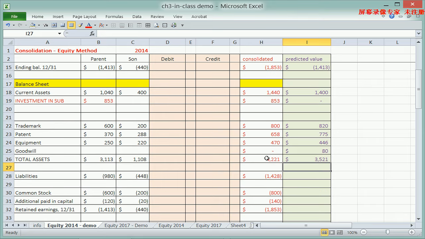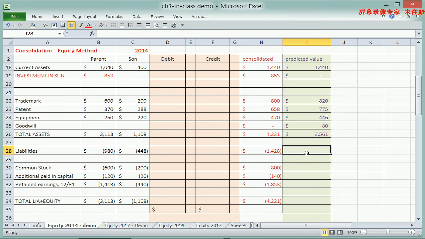So I want to apologize here. I remembered the wrong information. There's no inter-entity loans in 2014. It was in 2017. So let me delete this. Everything else remains the same. The consolidated total asset was $3,561,000. The same.